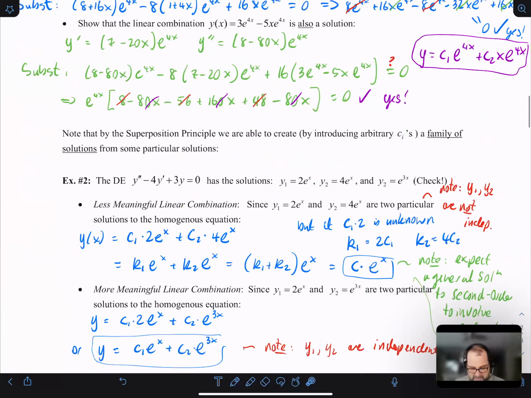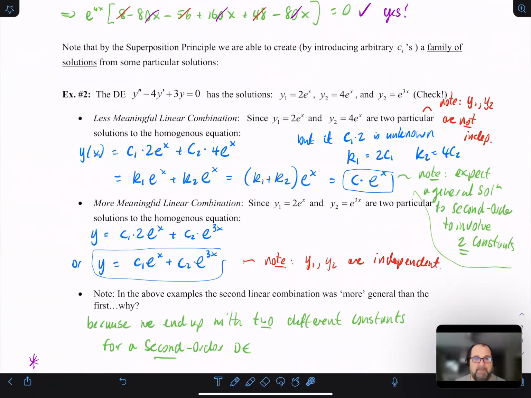All right, so a little bit then, looking ahead slightly, what we've just been talking about is, by that superposition principle, we are able to create a family of solutions from particular solutions. So we just did that and did a nice job there finding a linear combination of two solutions. I'd like to illustrate one other little point that is important for this section.